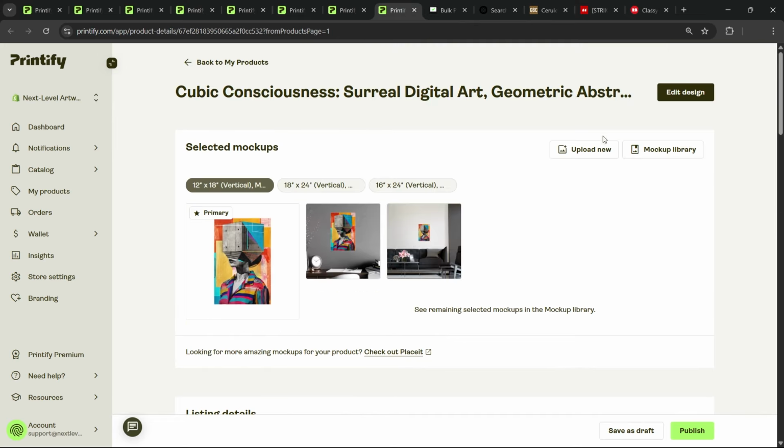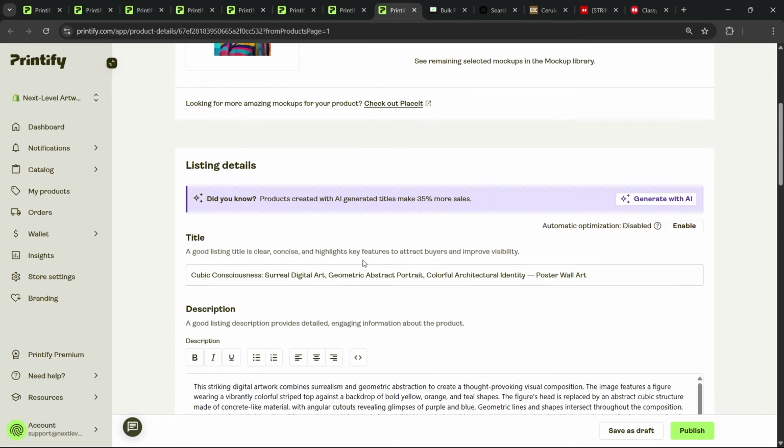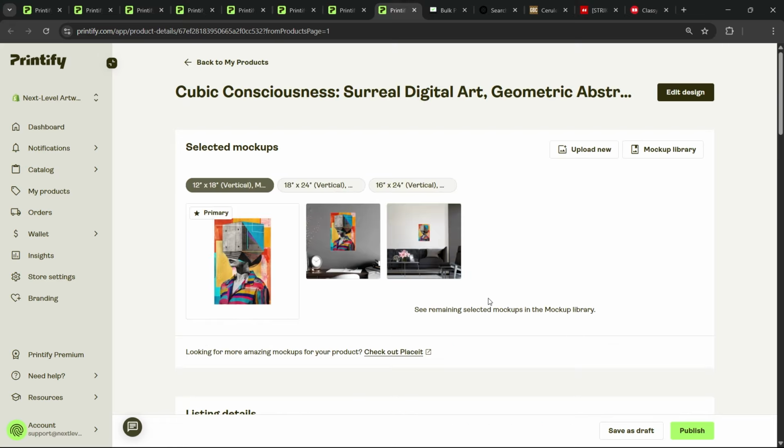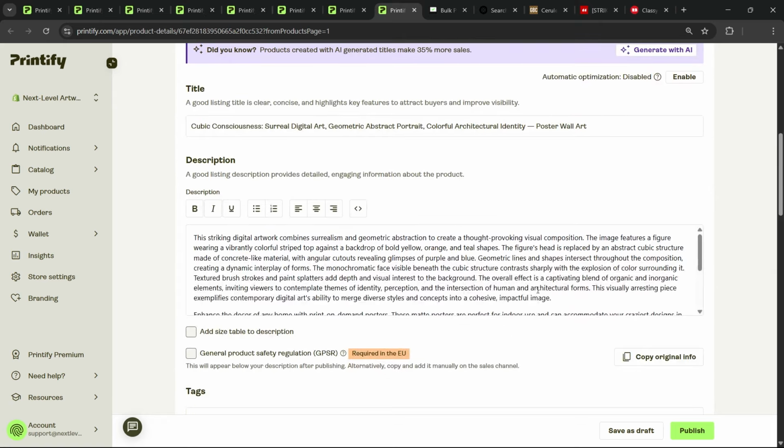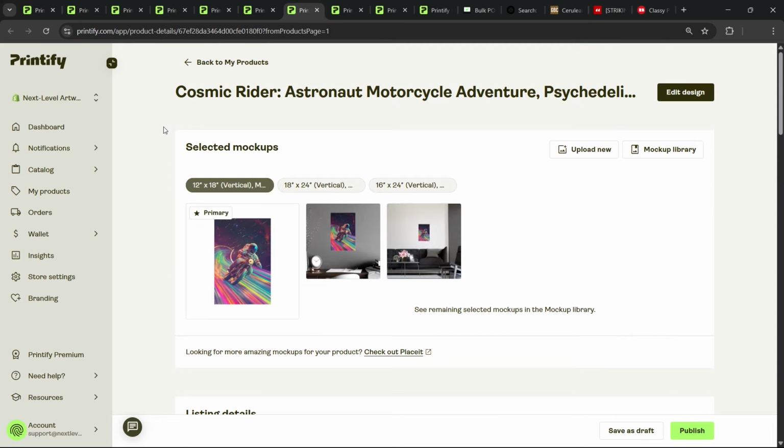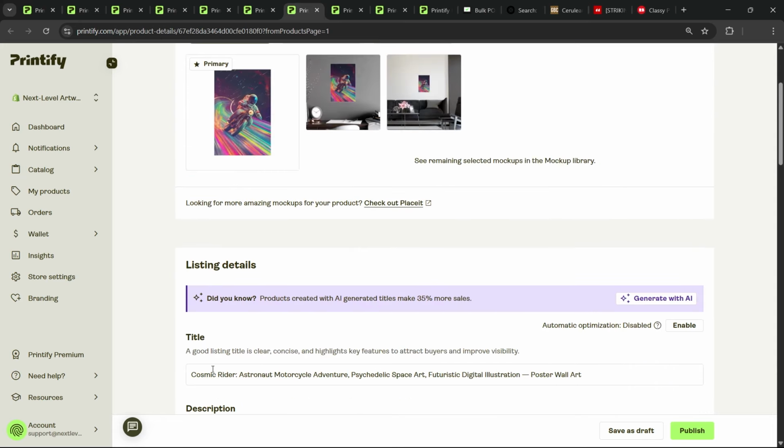This other one here, cubic consciousness, surreal digital art, geometric abstract portrait, colorful architectural identity. Once again, just totally nailed it in its understanding of the image, its contents, what it contains, using the appropriate terms, keywords, all that good stuff. Couple more quick ones it created. This one here, cosmic rider, astronaut motorcycle adventure, psychedelic space art, futuristic digital illustration. Again, totally crushed it in its understanding and description of the image.